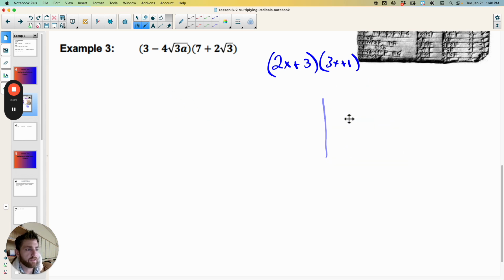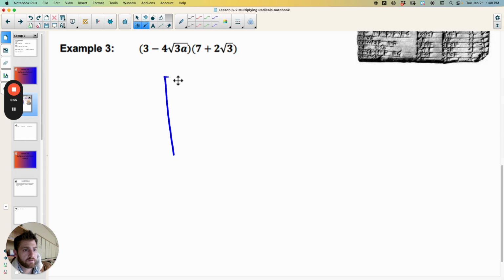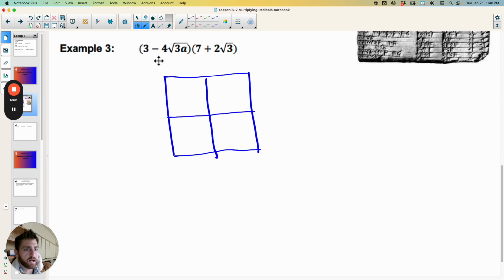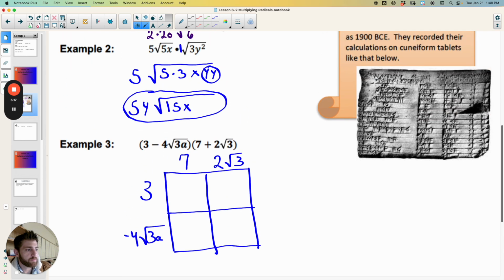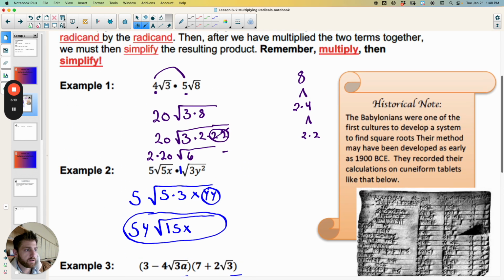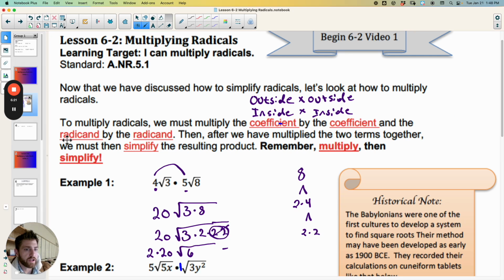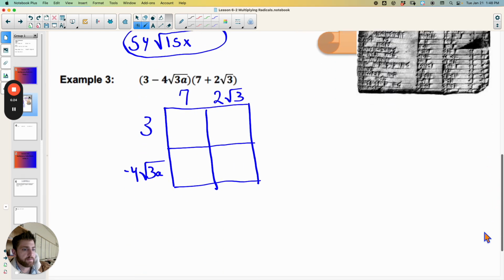Okay, so let me get rid of all this. I'm going to draw myself a 2 by 2 box so I have a place to put everything. And I'll put 3 here and then negative 4 on the root of 3a, and then 7 up here, and then 2 on the root of 3. And we're just going to multiply. Okay, so remember the same rules that we did up here when we multiply. So a coefficient by the coefficient and the radicand by the radicand. So we're going to do the same thing here.